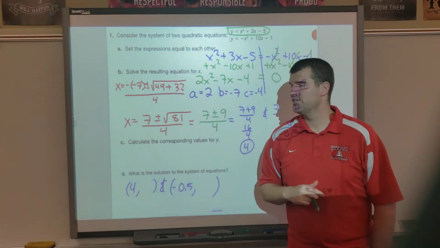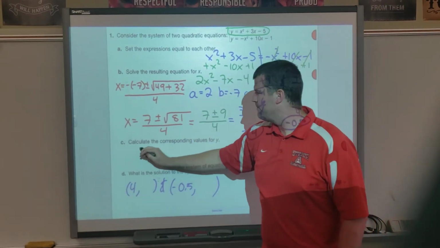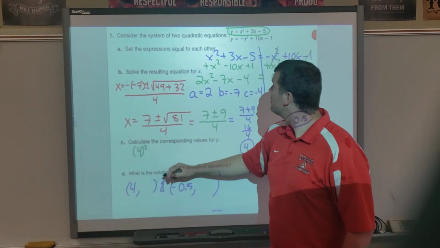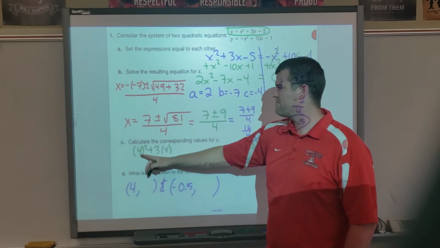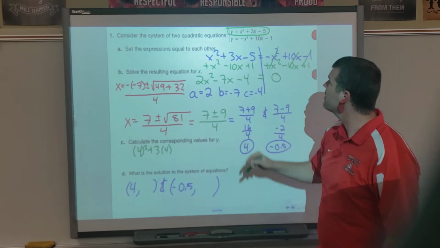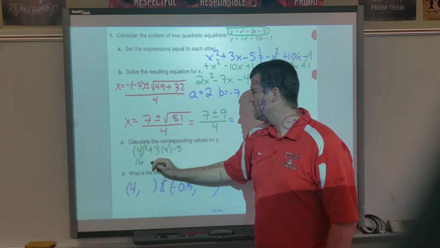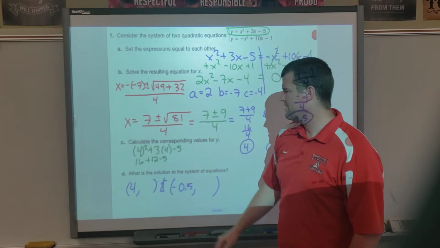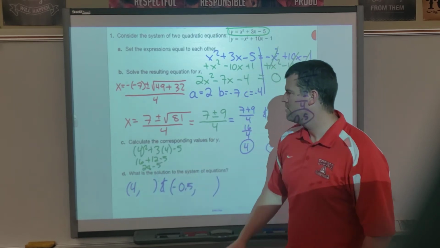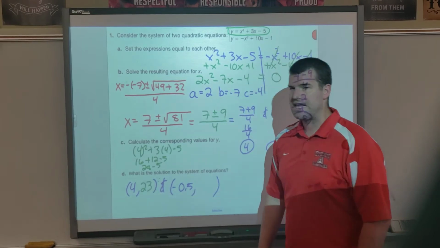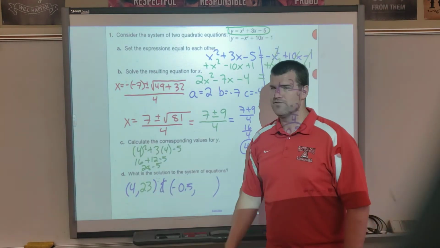So that's the one I'm going to plug it into. If I plug in 4 for x, I get 4 squared plus 3 times 4. It had two different x's in there, so I put my first x there, my second x there, minus 5. So that's 16 plus 12 minus 5. As I go left to right, that gives me 28 minus 5, which is 23. So if my x value is 4, plug it in, I get a y value of 23.